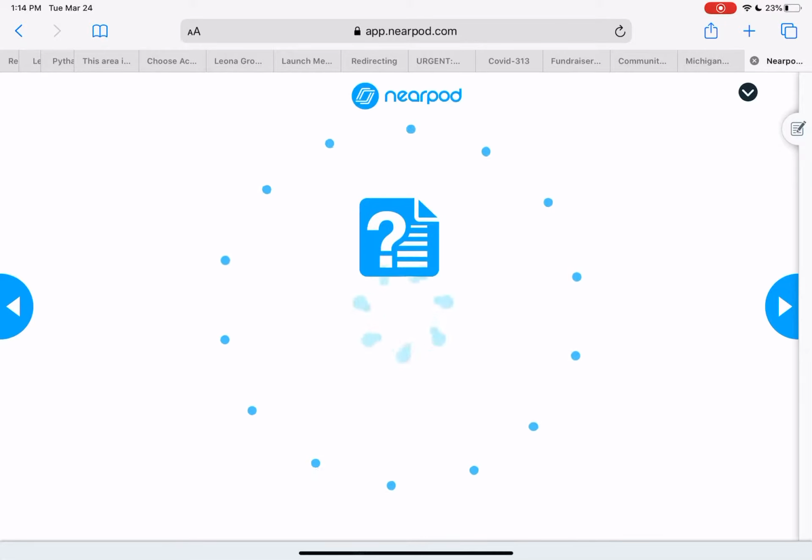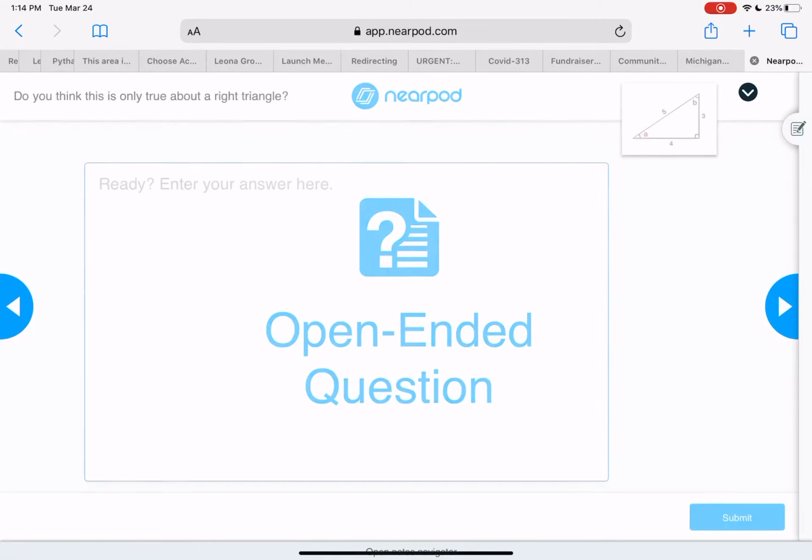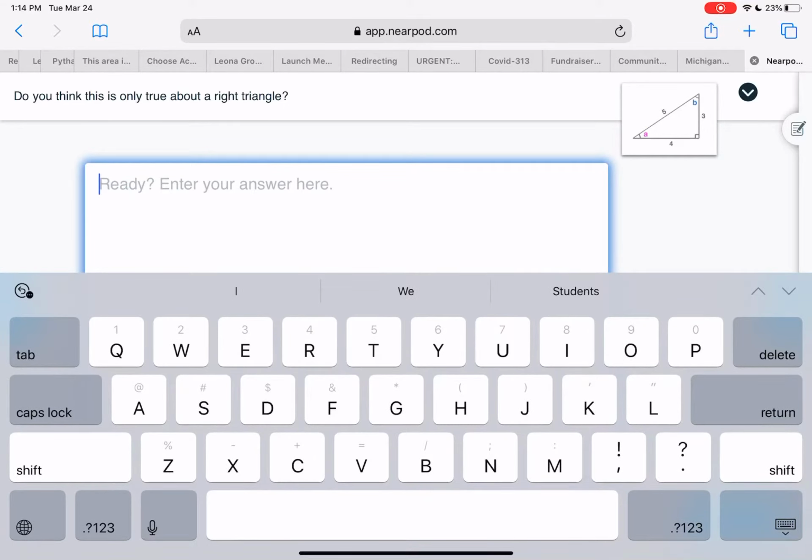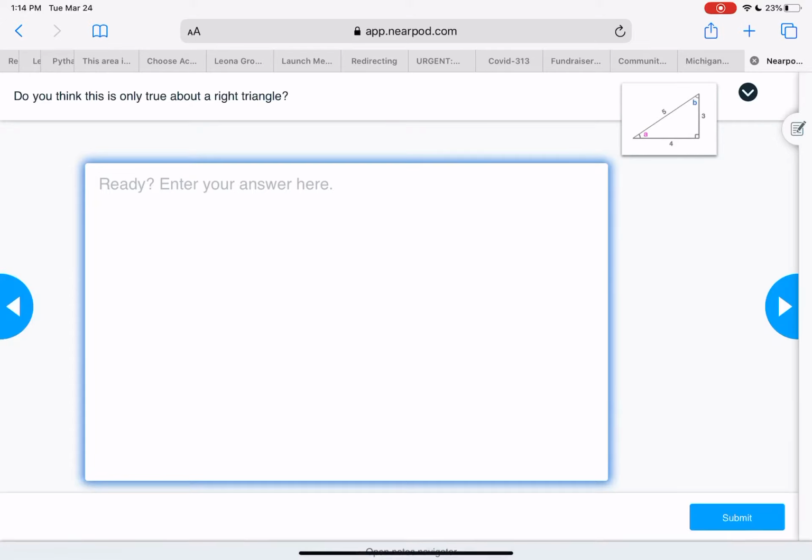Now, when you go into this, you're going to get open-ended questions, a mini quiz, and then drawing examples as well. So I'll go over each type of example so you guys understand what you're doing. Make sure that you're reading the question at the top. Like on this one, it says, do you think this is only true about a right triangle? Please answer that. When you answer, there's a button at the bottom right which says submit. Submit your answer so that it gets recorded.